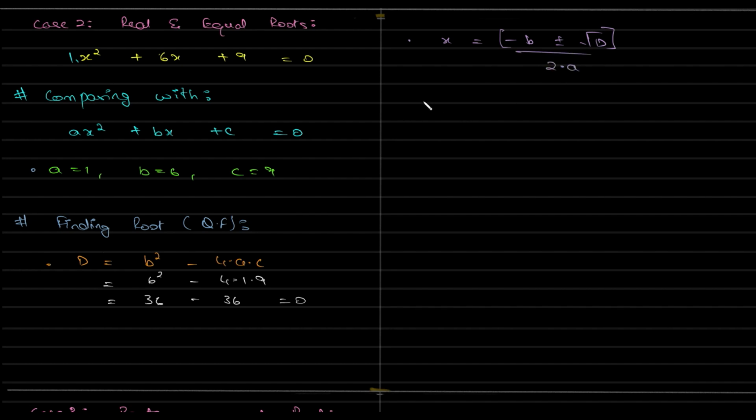So we have x is equal to minus 6 plus or minus square root of d, which is 0, entire thing divided by 2 into 1. Minus 6. Square root of 0 is 0, so minus 6 by 2, which is minus 3. So there's no scenario of plus or minus anything. So both alpha is minus 3 and beta is minus 3. Both alpha and beta are minus 3. So we are looking at a scenario wherein the roots are real and equal and d value is equal to 0.